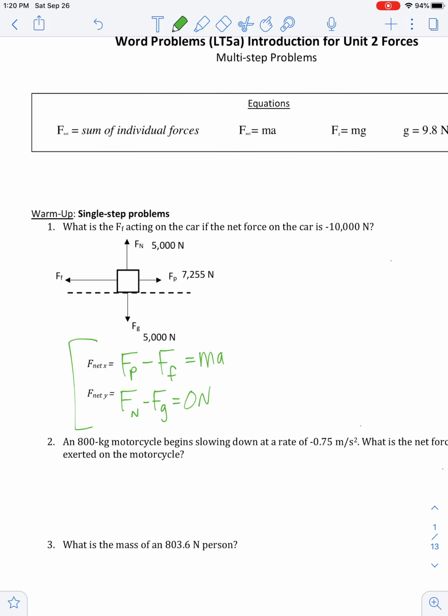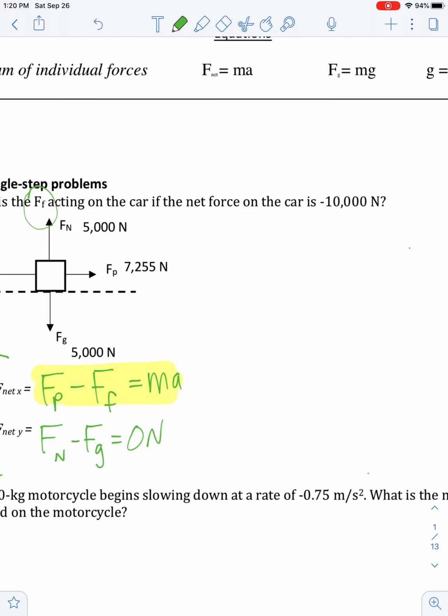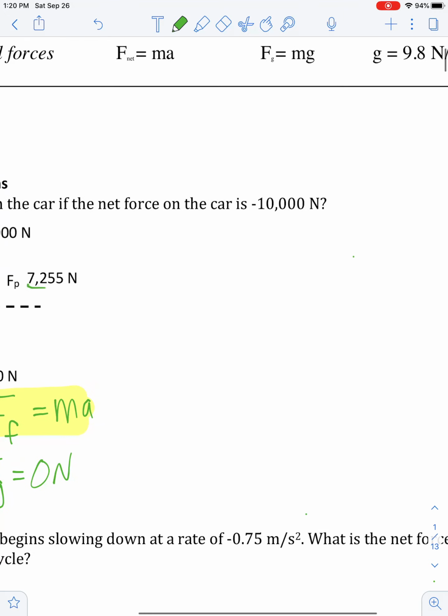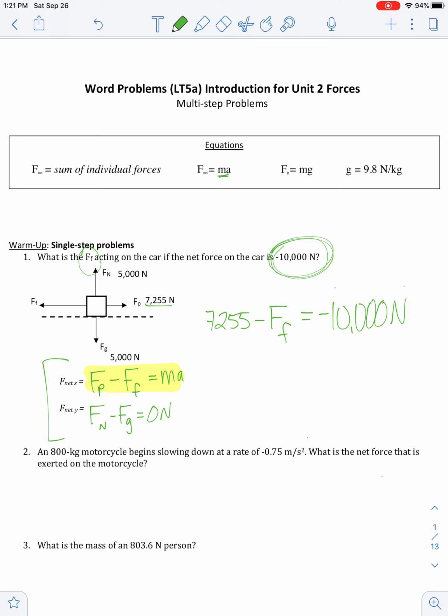They're asking me for the force of friction. So I look at my equations and I say, I'm going to use this equation, that the pull force minus the friction is equal to that net force, which is ma. So I'm going to plug in variables. The pull force they're giving us in the picture, 7255, minus the force of friction is equal to, now I don't know the mass or the acceleration, but I do know the net force is negative 10,000 newtons. So we're not going to use mass times acceleration, we're just going to use the idea that we know the net force. Then I need to calculate that.